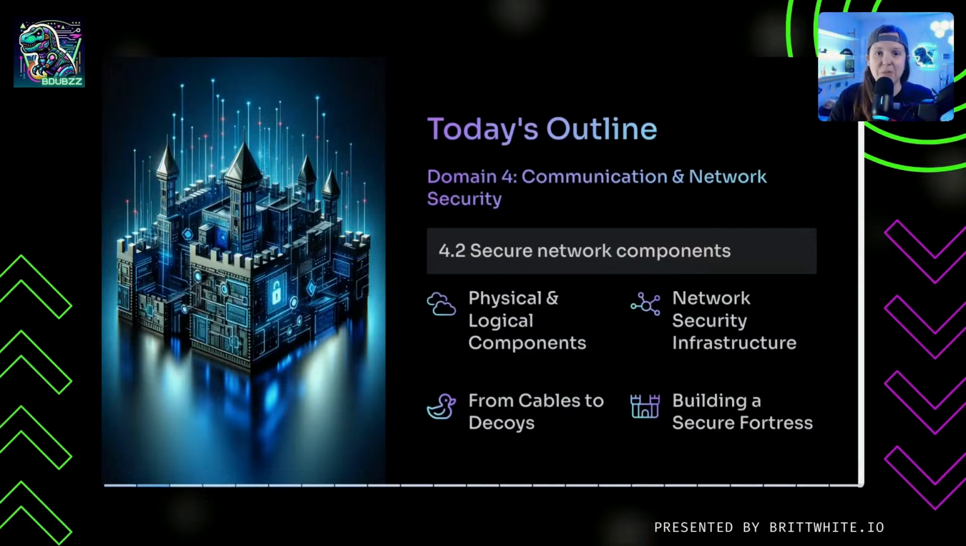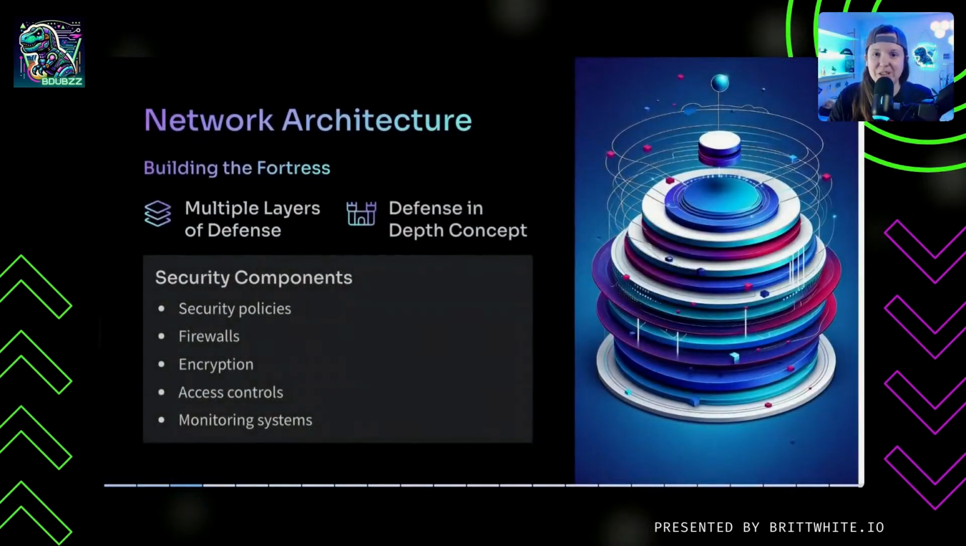We're kicking things off with the big picture, network architecture. I want you to picture a medieval castle. It has multiple layers of defense: a moat, outer walls, inner walls, guards at checkpoints, and finally, the secure inner core. This is exactly how we design modern network architecture. Just like each part of the castle serves a specific defensive purpose, our network uses multiple security layers working together. We're going to explore how we build this digital fortress.